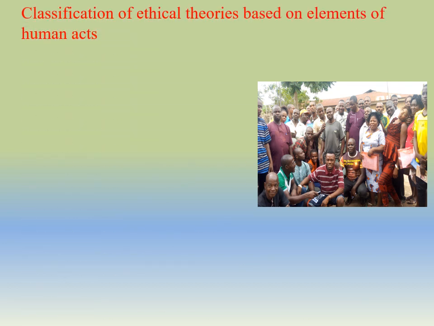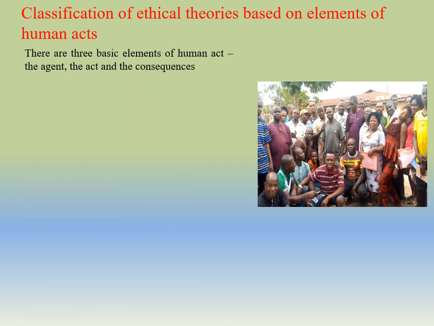Classification of ethical theories. Ethical theories can be classified in various ways, but most prominent among them is classification based on elements of human acts. There are three basic elements of human acts, which are the agents, the acts, and the consequences. The agent is the acting individual. The act is the action itself, and the consequences is the result of the actions.